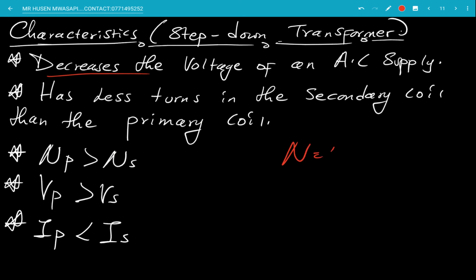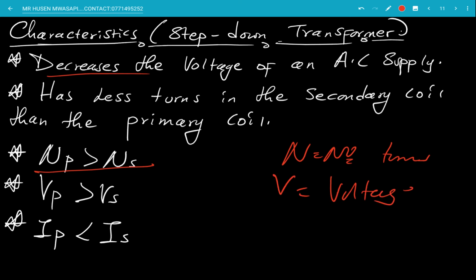And other than that, we can also say it in another way, whereby you say that, remember, N represents the number of turns. So we'd say NP, the number of turns in the primary, is greater than the number of turns in the secondary. And remember that V represents voltage. So the amount of voltage in the primary is greater than that in the secondary. And the amount of current in the primary is less than the amount of current in the secondary. Remember, the number of turns will show you the amount of voltage present.